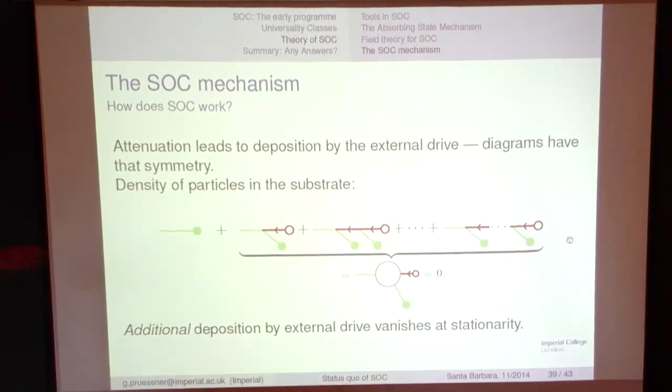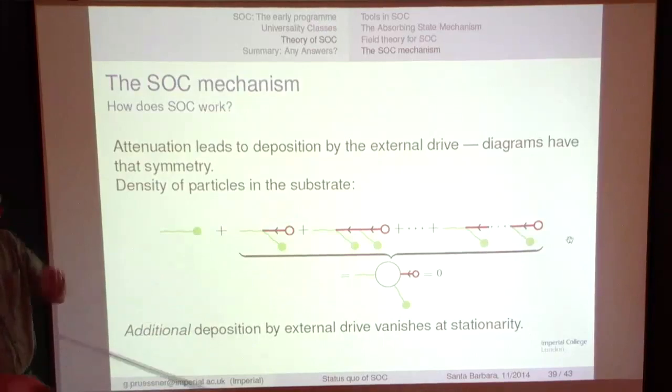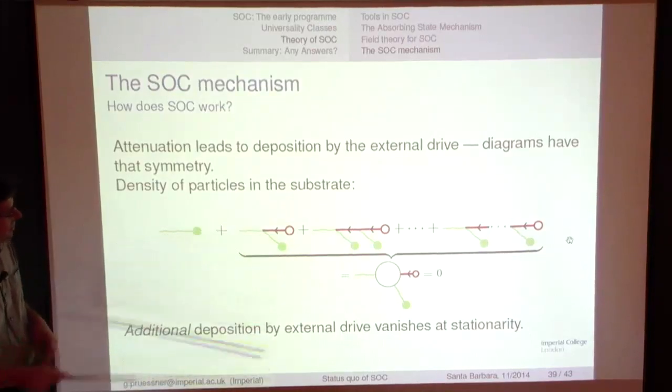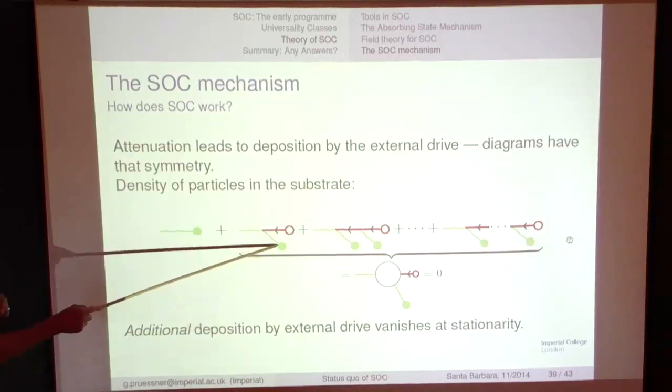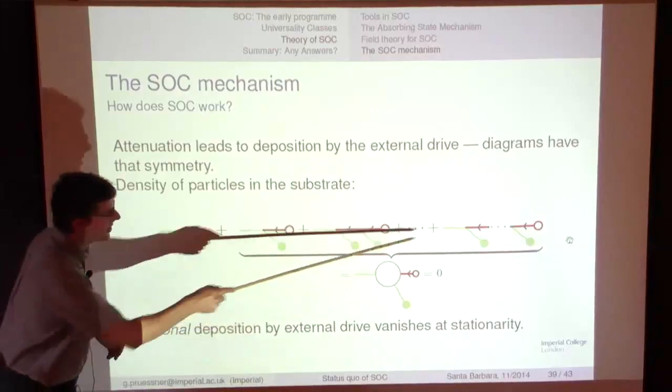And if I could draw similar diagrams for correlation functions, they are also stationary, and I would get a similar result. So the sum of all these diagrams must be equal to 0 because there is no additional deposition. At stationarity, the density, let's say I'm looking at the k equal to 0 mode here, the density is constant. And because the density is constant, all these must cancel, and they cancel because I make the right choice for this wriggly line with a bubble at the end.